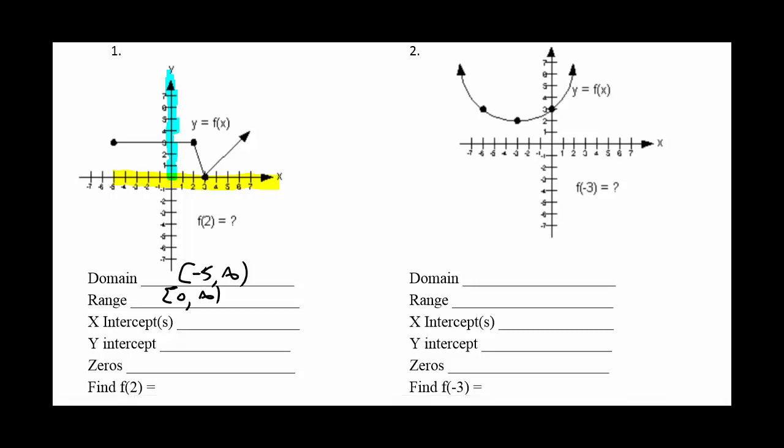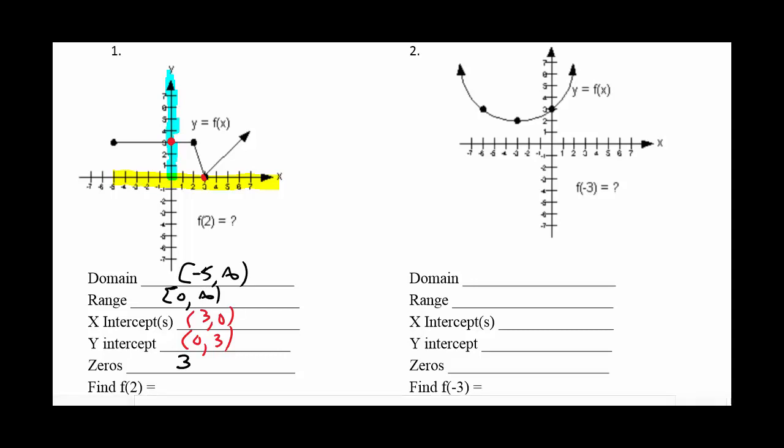X-intercept is the ordered pair where it crosses the x-axis. That would be 3, 0. And the y-intercept is where it crosses the y-axis, and that would be 0, 3. Zeros refer to the number when y is 0. So look at your x-intercept, and then you want to identify just the x part of that. So the zero of this particular picture would be 3.